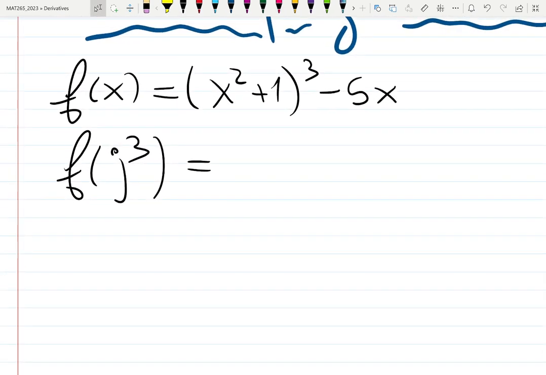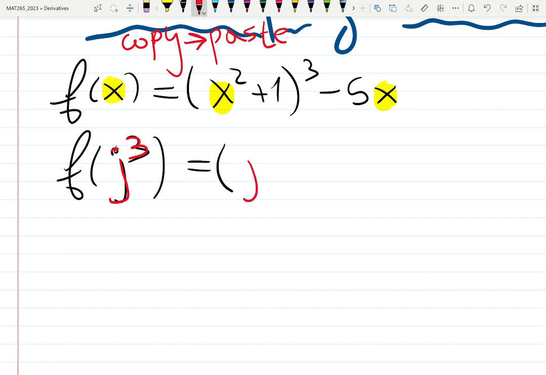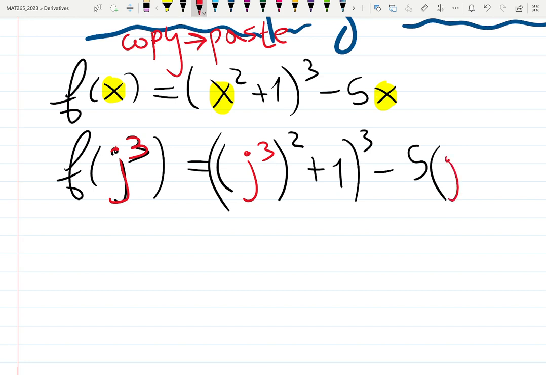If I ask you to find f of j cubed, some random stuff, how is it working? This is what you do here. You locate all x's. And instead of x, it will now be j cubed. Copy and paste. That means instead of x, I will have j cubed. But what happens with 2? It's still there. Make sure you copy, paste with all the tools around it. Don't lose any operations. Minus 5 times j cubed. So this is important, how to substitute stuff into functions. And now you simplify if you want to simplify.